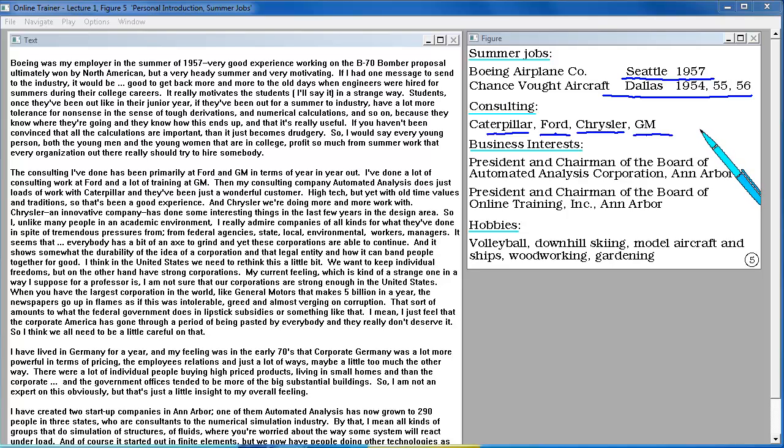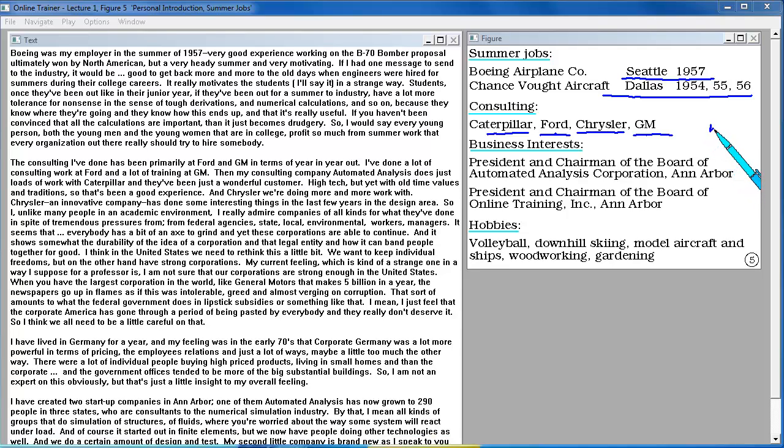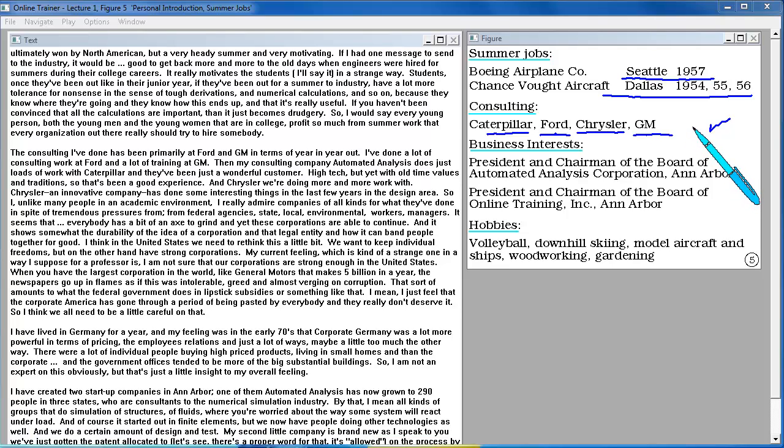So unlike many people in an academic environment, I really admire companies of all kinds for what they've done in spite of tremendous pressures from federal agencies, state, local, environmental, workers, managers. It seems that everybody has a bit of an axe to grind, and yet these corporations are able to continue. And it shows somewhat the durability of the idea of a corporation and that legal entity and how it can band people together for good.